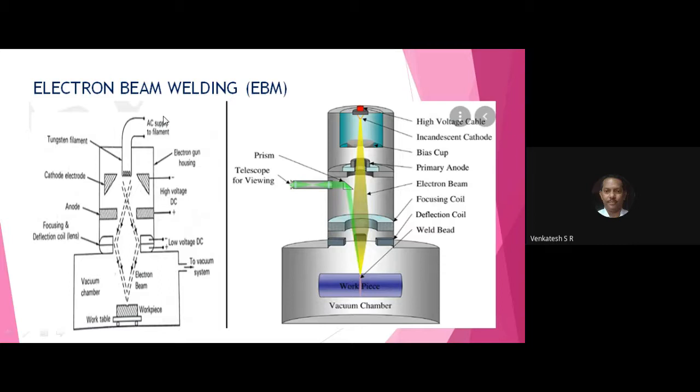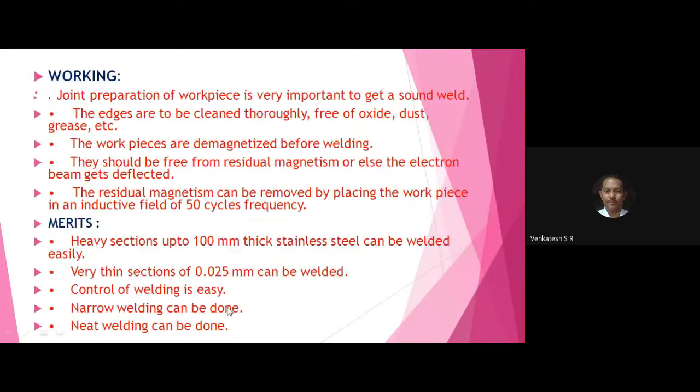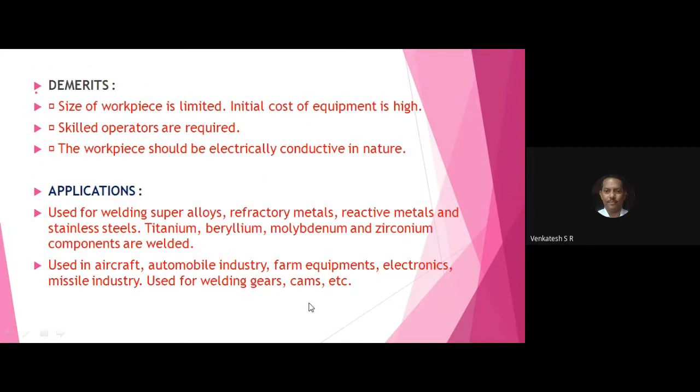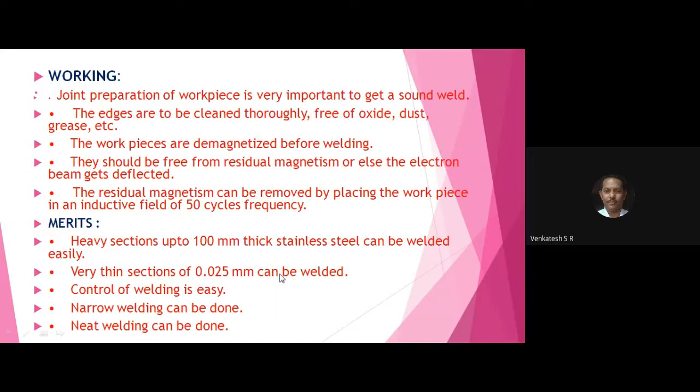It produces a clean joint. The process is simple, and very thin sheets and very thick sheets can be easily welded. The application of electron beam welding is that components or sheets are joined in automobiles, aircraft, spacecraft, and chemical industries. So the workpieces are joined by electron beam. So this is the principle of operation of electron beam welding, and its advantages, disadvantages, and applications. Now I stop at this stage. This completes the fourth module.